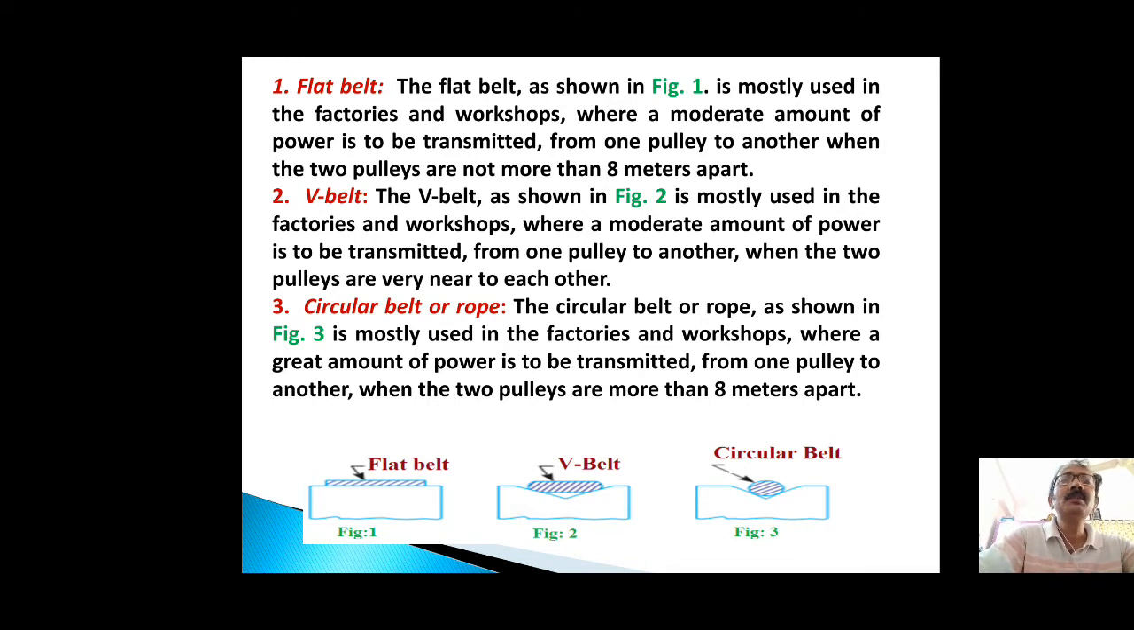In the case of circular belt or rope, rope is also called the circular belt. The circular belt or rope, as shown in figure 3, is mostly used in the factories and workshops where a great amount of power is to be transmitted from one pulley to another when the two pulleys are more than 8 meters apart.